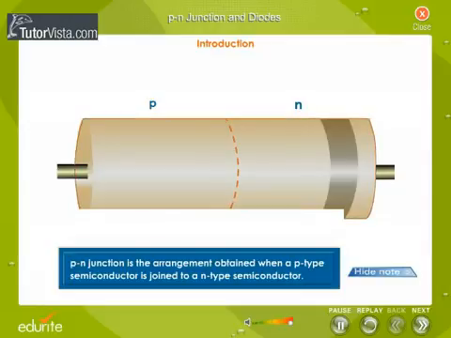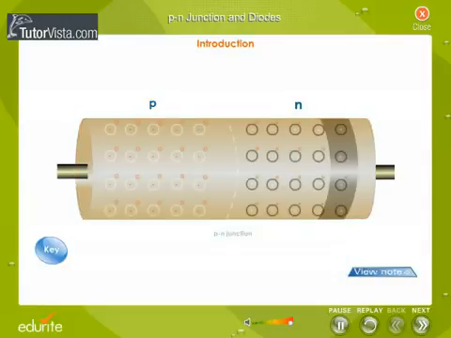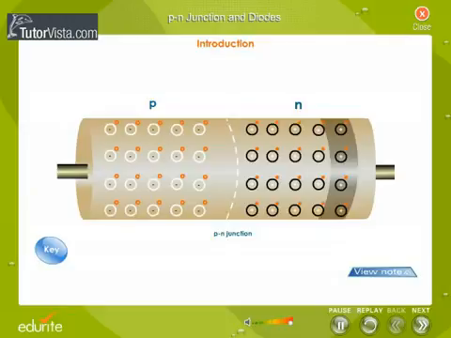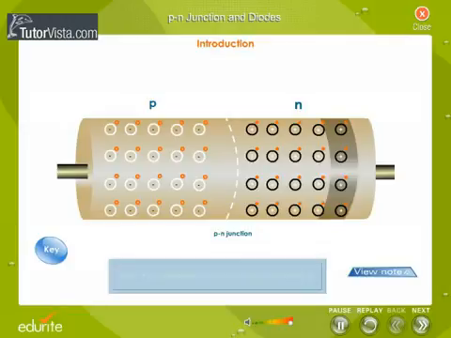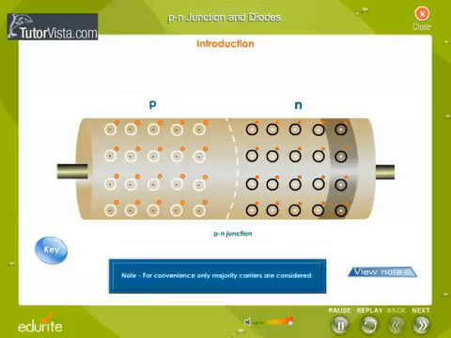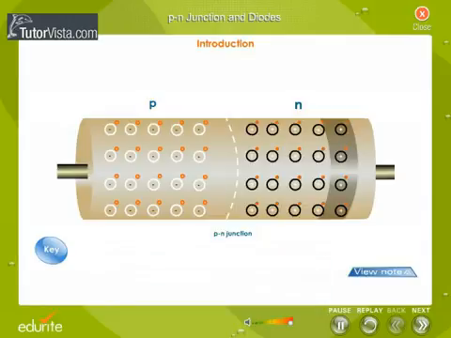P-n junction is the arrangement obtained when a p-type semiconductor is joined to an n-type semiconductor. Displayed here is a p-n junction. Immediately after it is formed, the p region contains holes which are mobile and negatively charged impurity ions, which are immobile, and the n region contains positively charged impurity ions, which are immobile and mobile electrons. Many electronic devices use p-n junctions.